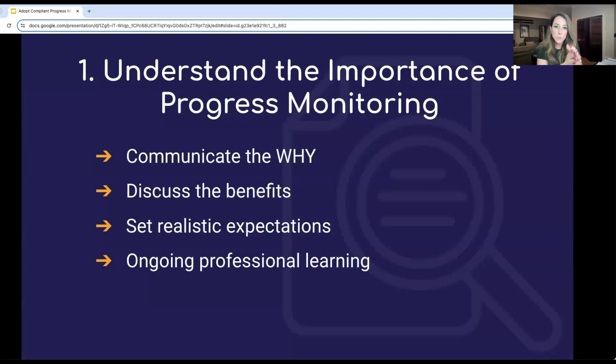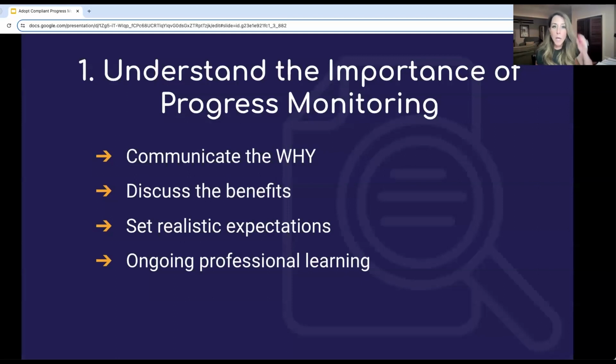Now, depending on your district's culture, you may need to remind the staff that progress monitoring results are in no way tied to teacher evaluation. This is a tool that gives the teacher information about what is or isn't working for their students and a chance to make changes early in the process.